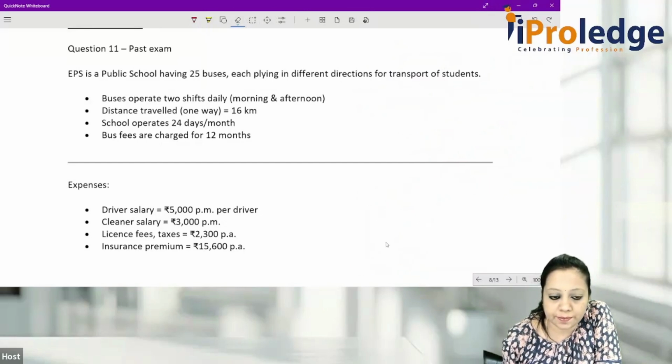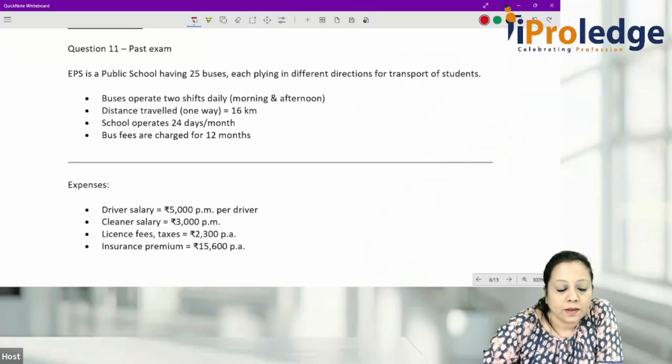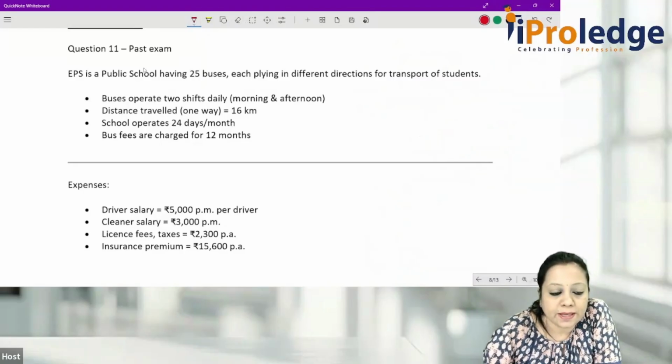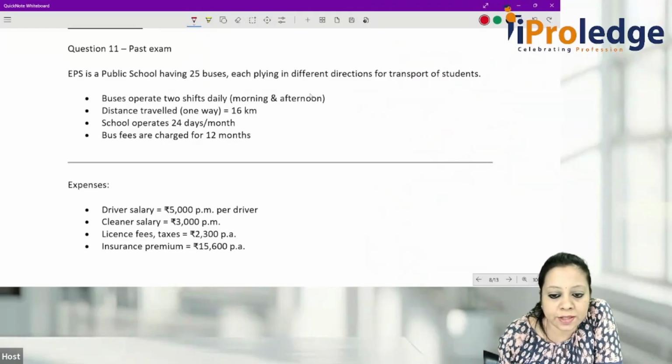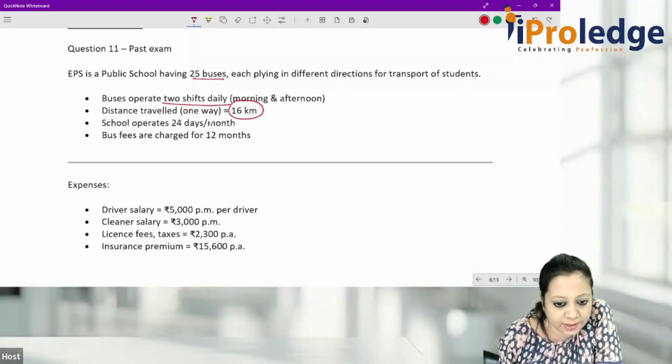Now, as I have told you, this is a past exam. EPS is a public school having 25 buses, each plying in different directions for transportation of students. Buses operate two shifts daily. 25 buses are there. Distance traveled one way is 16 kilometers. Number of days is 25 days. Bus fee is charged for 12 months.